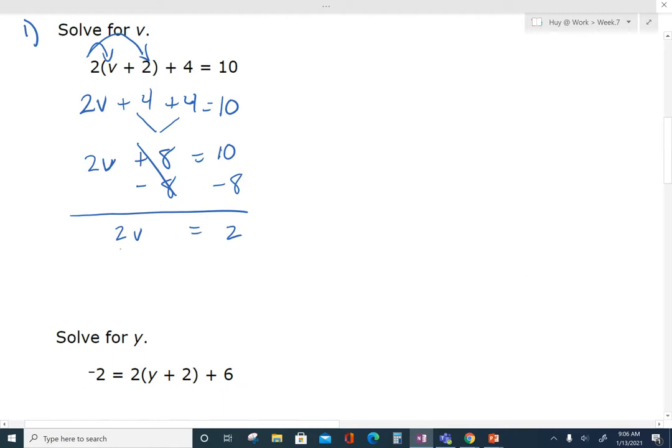This says 2 times v, so I'm going to do the opposite. So I'm going to divide both sides by 2. So the 2's cancel out. Now v equals 2 divided by 2, which is 1.